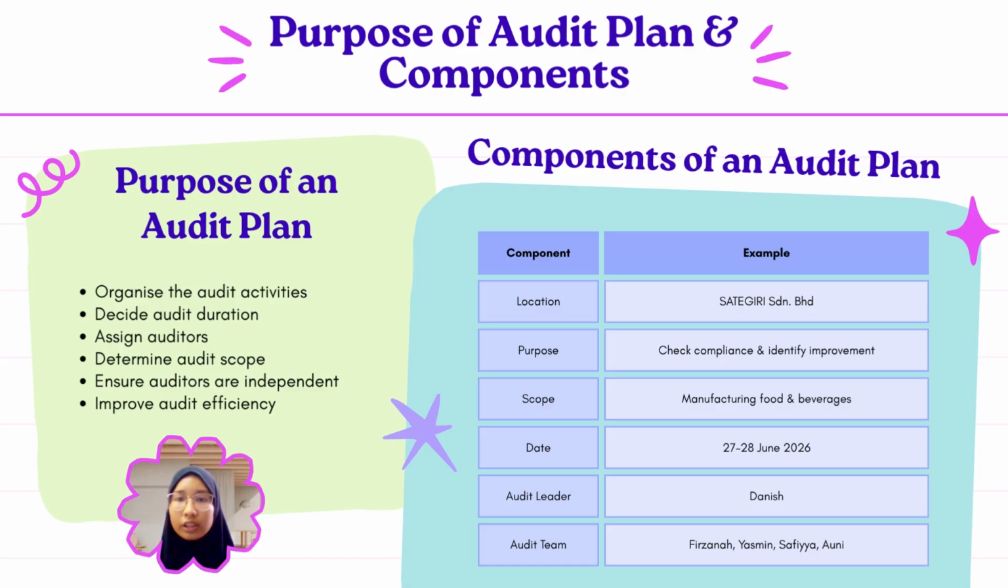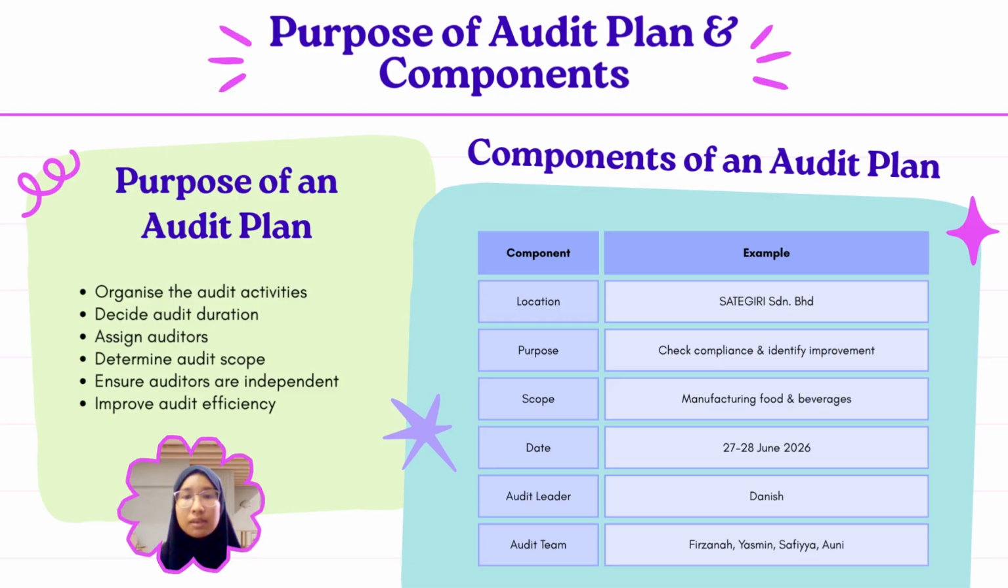Another important point is that auditors should be independent. Why? They should not audit their own department, to make sure the results are fair and unbiased. A good audit plan also improves efficiency because everyone understands the rules and follows the same schedule. For example, the audit will be conducted at Saturday Sederhana. The purpose is to check whether the company follows food quality requirements and to identify areas that need improvement.